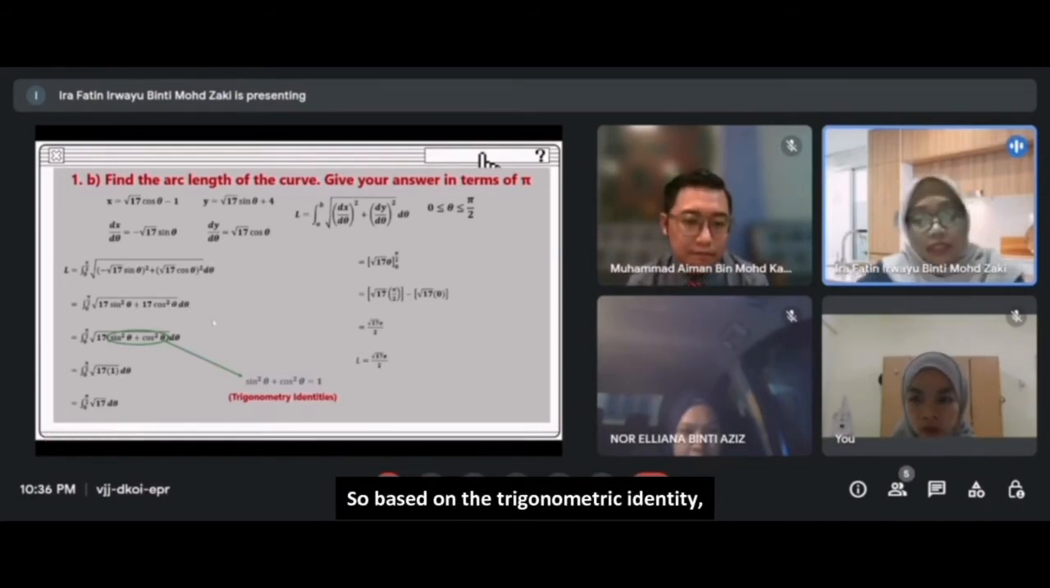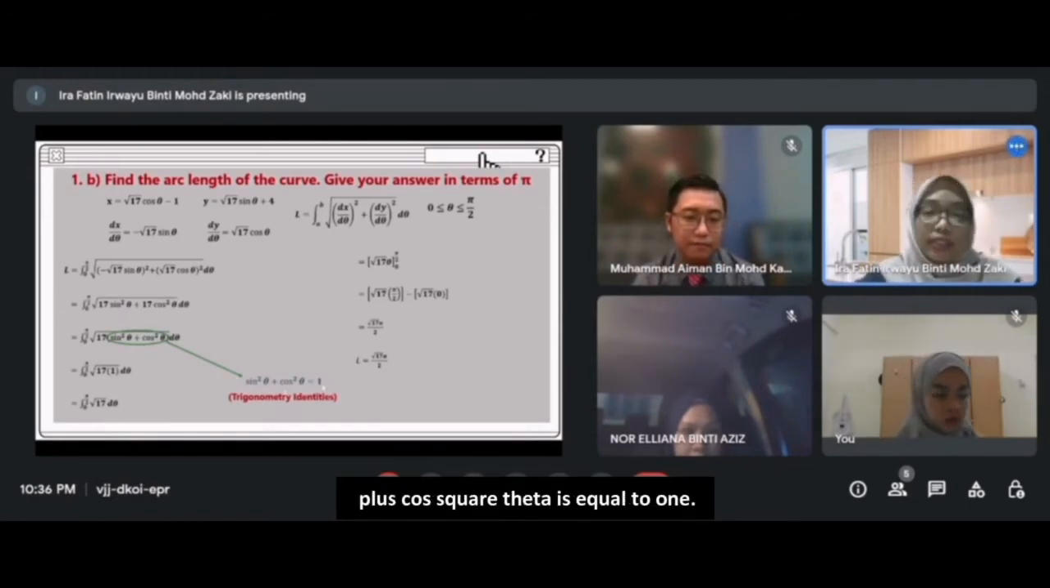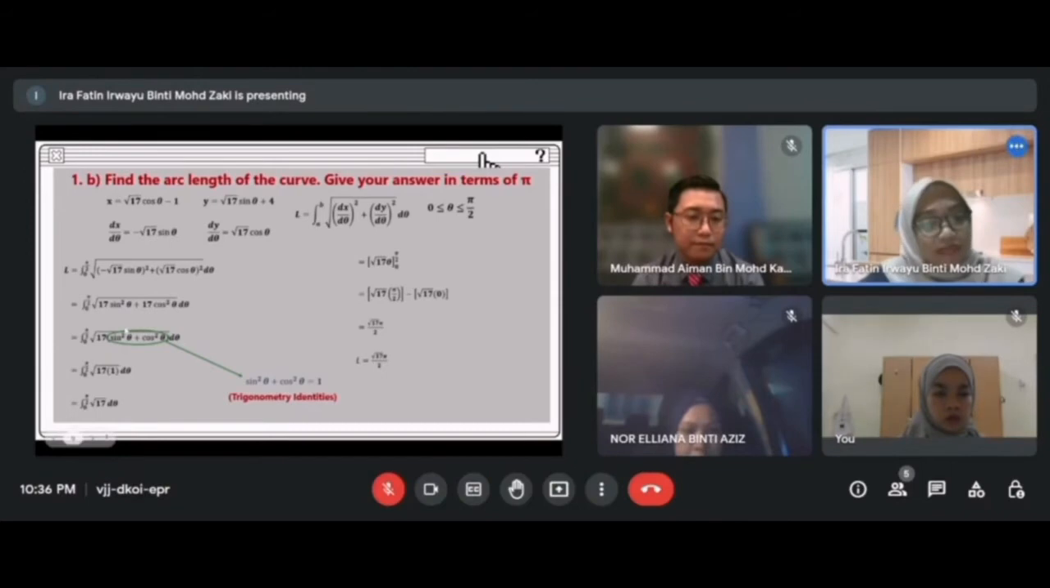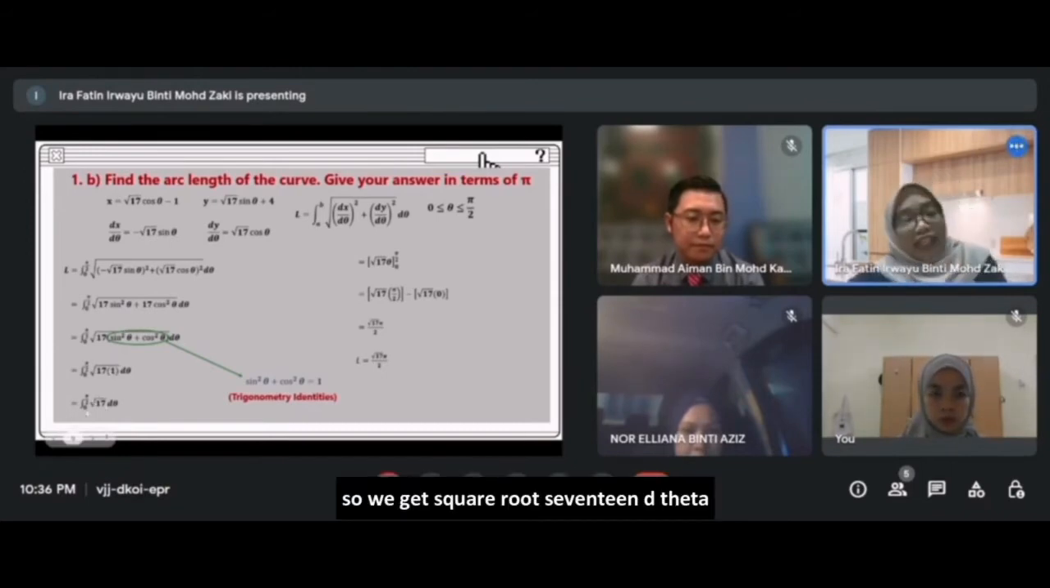Based on the trigonometric identity, we know that sin squared theta plus cos squared theta is equal to 1. So we can replace it here with 1. So 17 times 1, we get 17. So we get square root 17 d theta.